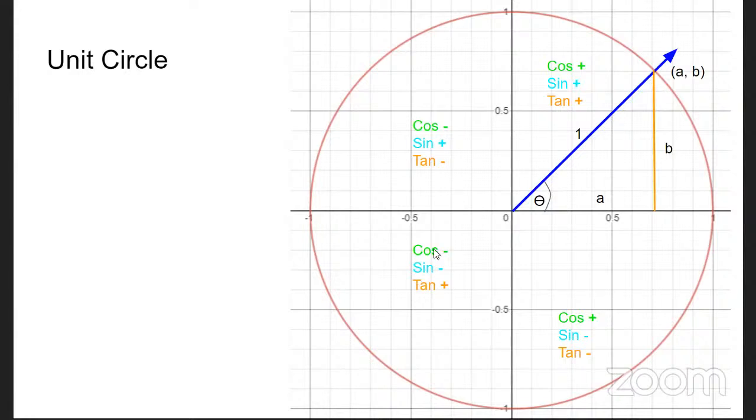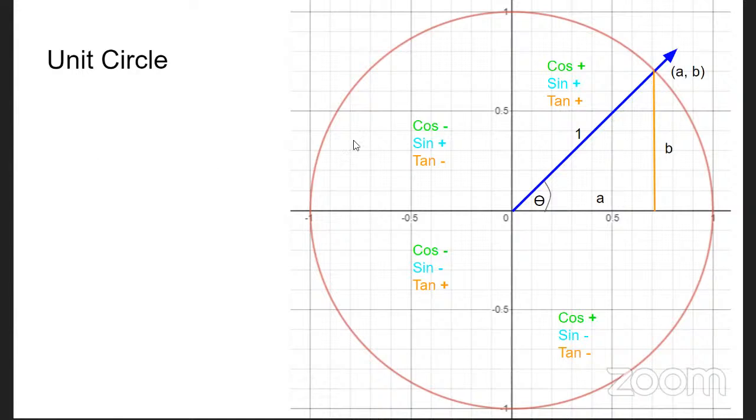Tangent will be negative. And you can see for quadrant 3, cosine is negative, sine is negative, and tangent is positive, because negative over negative, two negatives, do make a positive in math. In quadrant 4, our horizontal value, cosine, is going to the right again, so it's now positive. Sine is still going down, so it's negative. And a negative over a positive makes a negative.